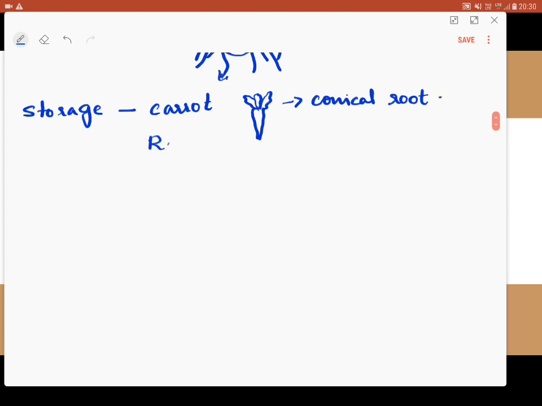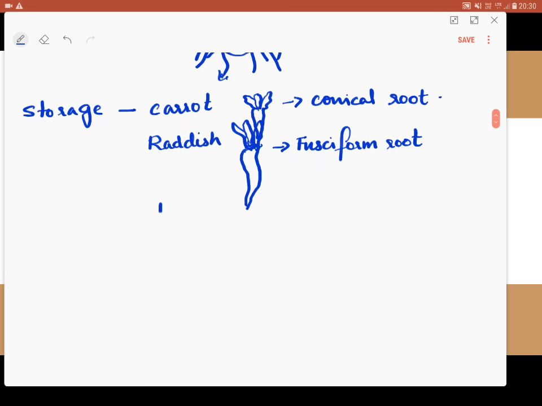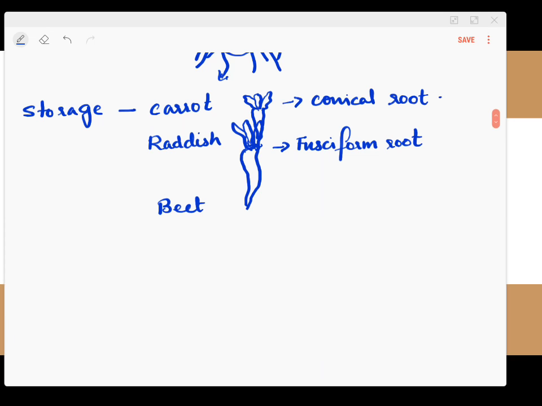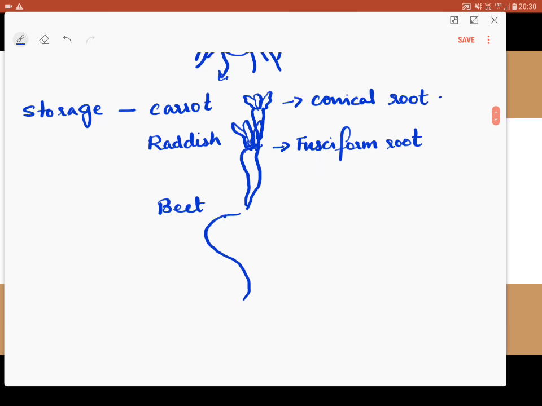We also have radish, which looks something like this, and this shape is called a fusiform root. Then comes beetroot or turnip, they are more globular at the tip and then they become more tapering downwards. This is called a napiform root.